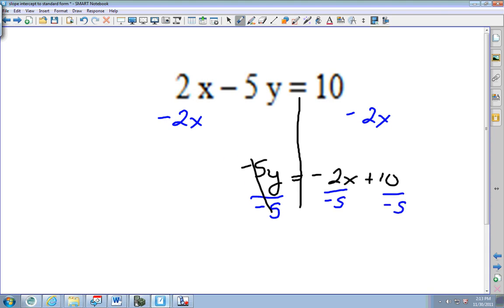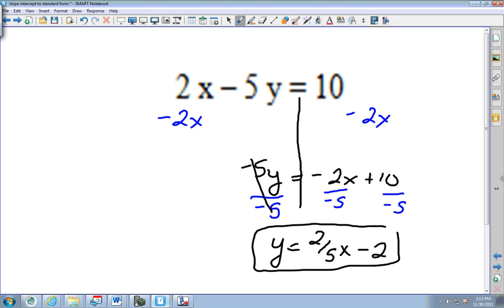Okay, these cancel, and I get y equals, now a negative divided by a negative is a positive. Leave it as a fraction, 2/5 x. 10 divided by negative 5 is negative 2. There it is again. Now, what number is my slope? My slope is 2/5. My y-intercept is (0, negative 2).